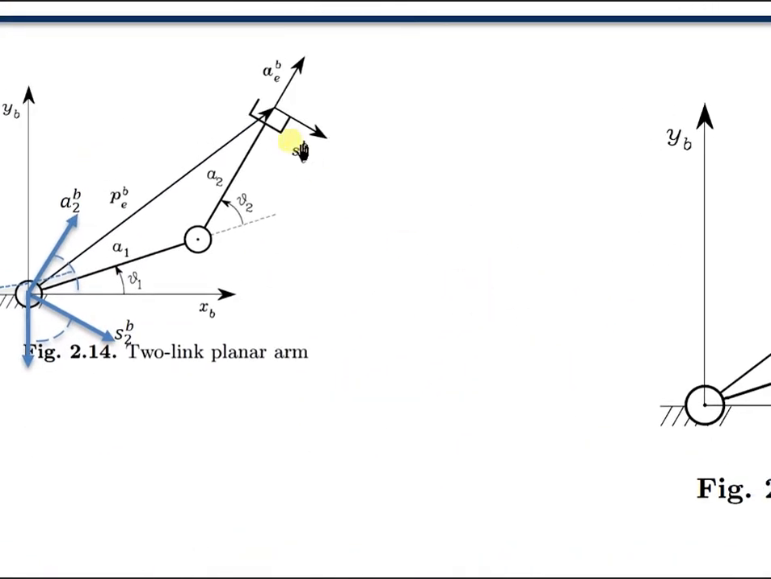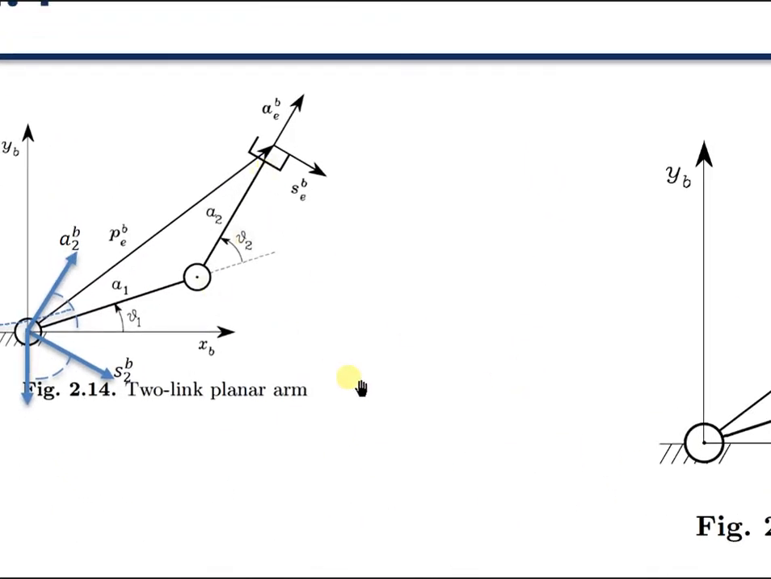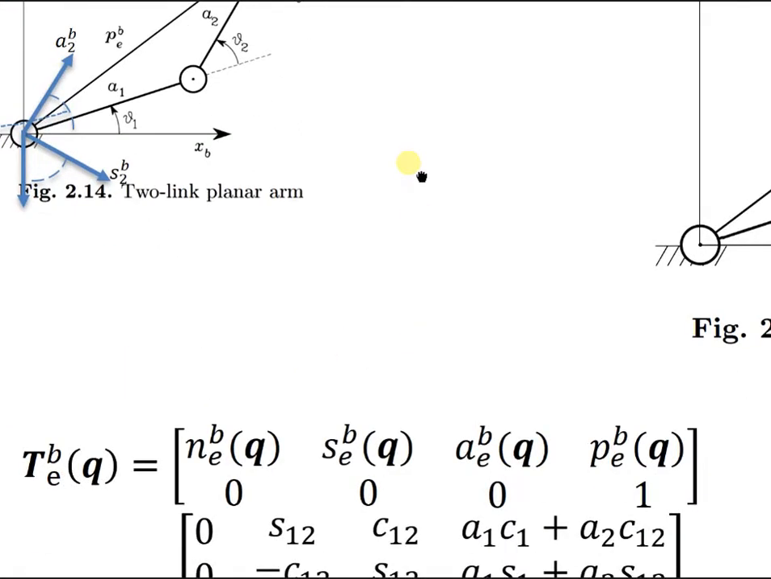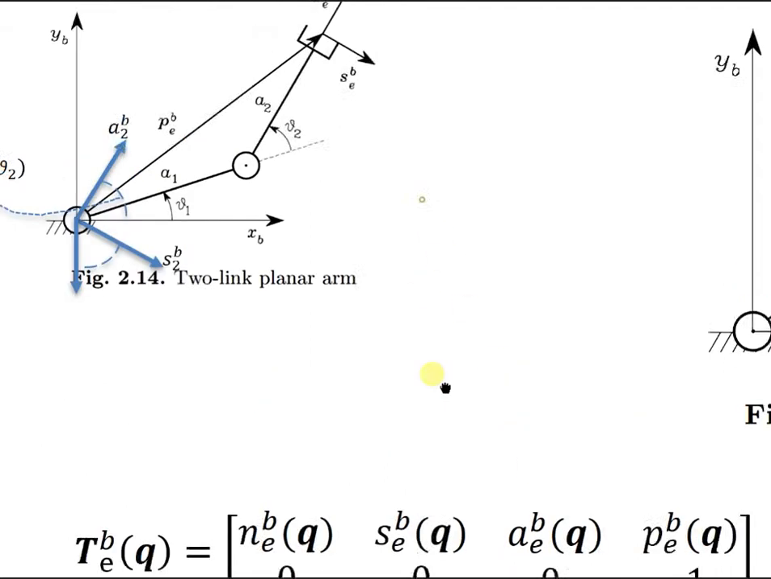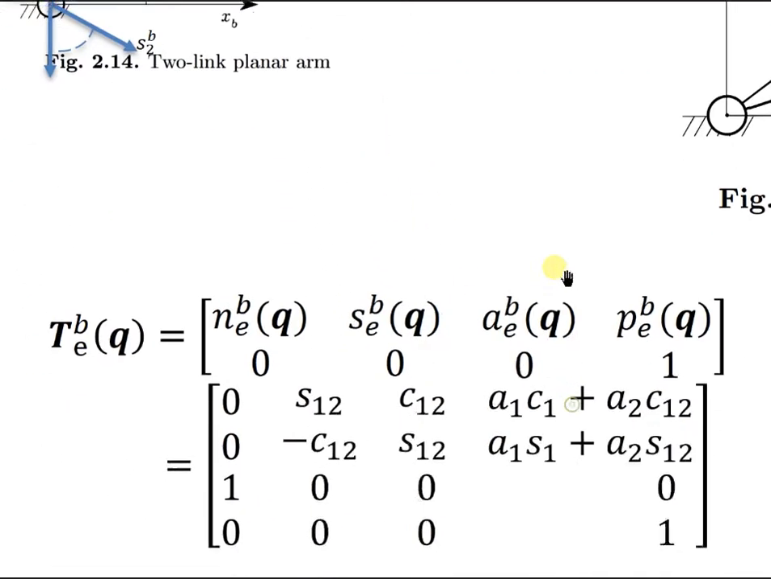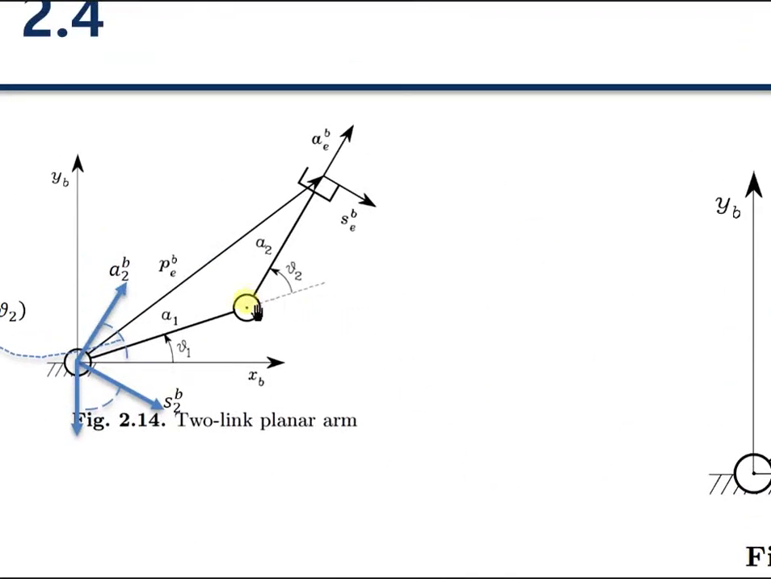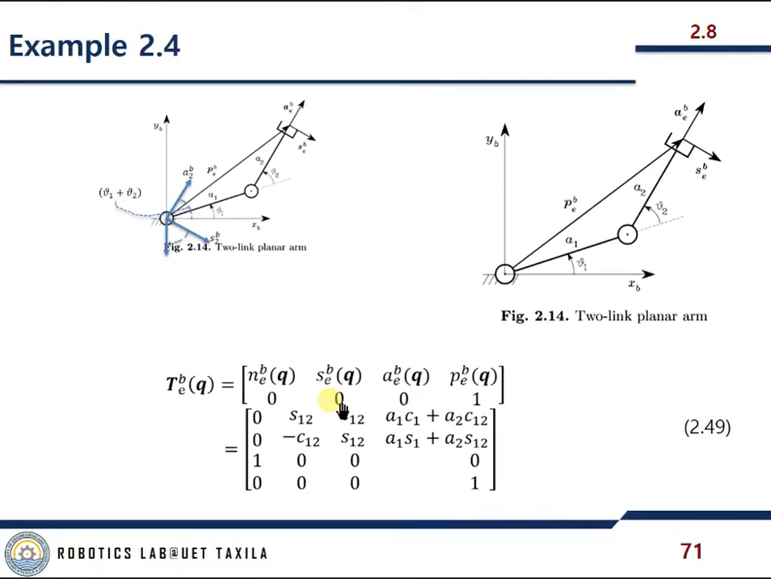Again, the end effector location from here to here is a simple trigonometric function, which is a1 cos theta 1 plus a2 cos theta 1 2, which is this one. Then a1 s1 from here to here, and then a2 s1 2, so it is going to be a1 s1 2. So from this one it is going to be like this. This one is PEB, and that's how we get this matrix.